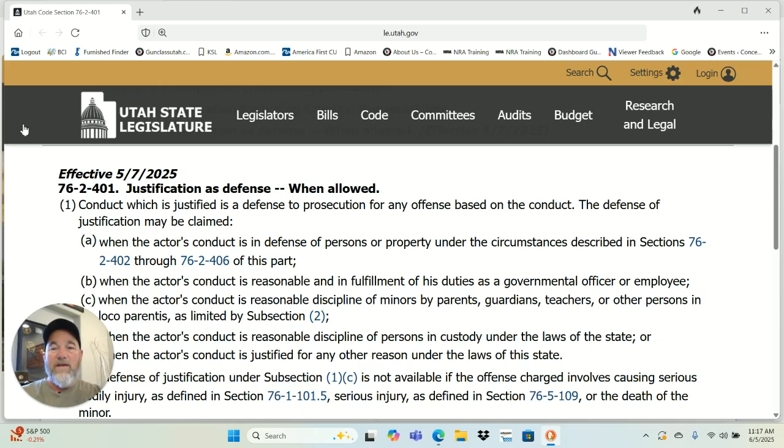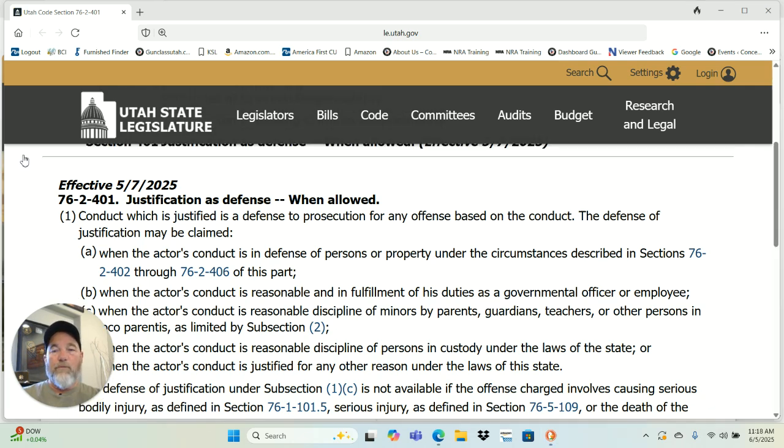This first section is Utah use of force in defense of persons and property and real property. First of all, let's start out with this particular title right here, 76-2-401, justification as a defense and when it's allowed.